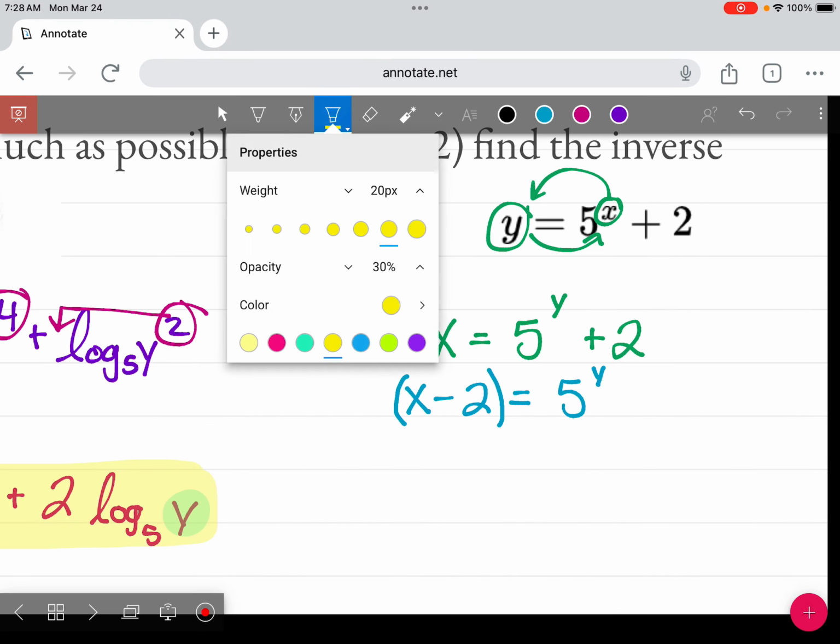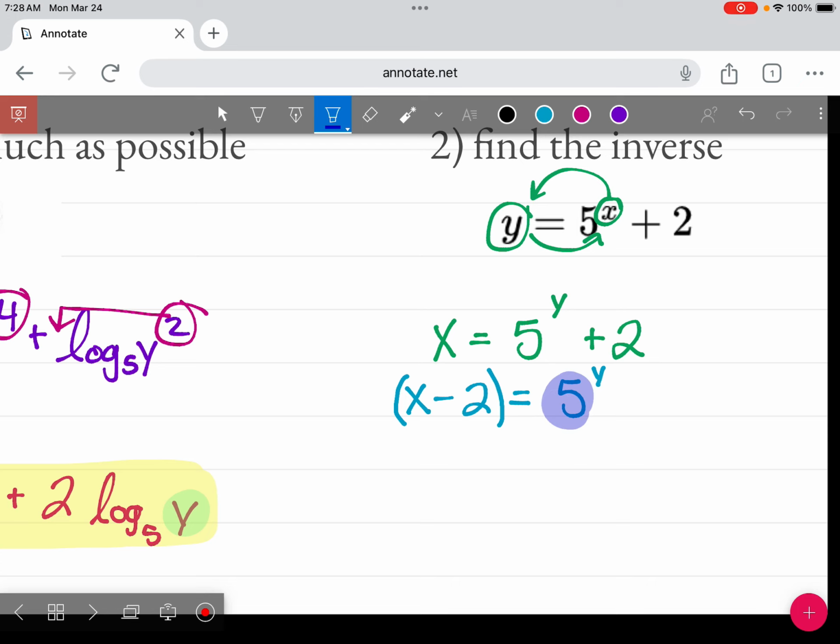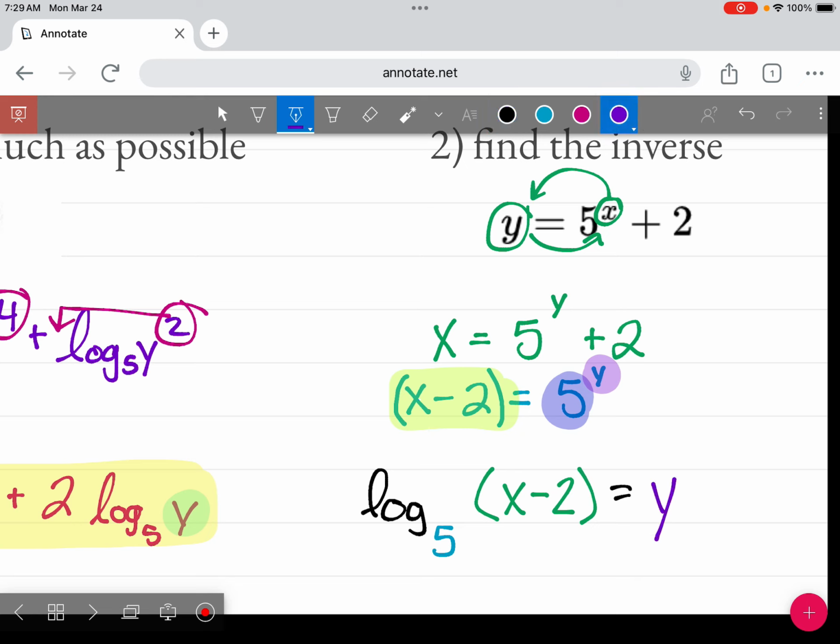My base, let's switch it into a darker blue. There we go. My base is the 5. My power is the y. And my x minus 2 is our argument. So if I switch this into log form, we're going to have our log base 5 of the argument x minus 2 equals our power, which was y. So 5 to the y's inverse is log base 5.